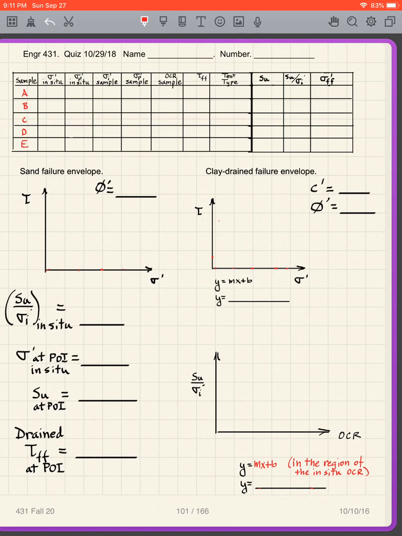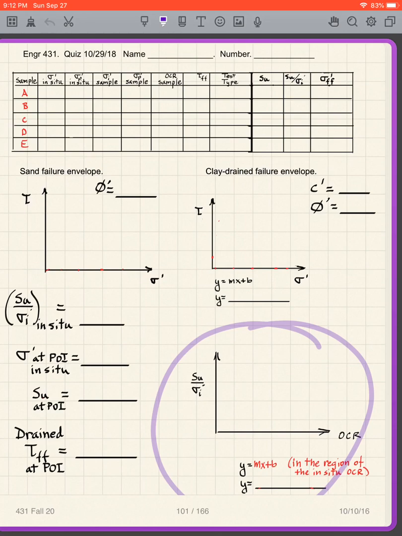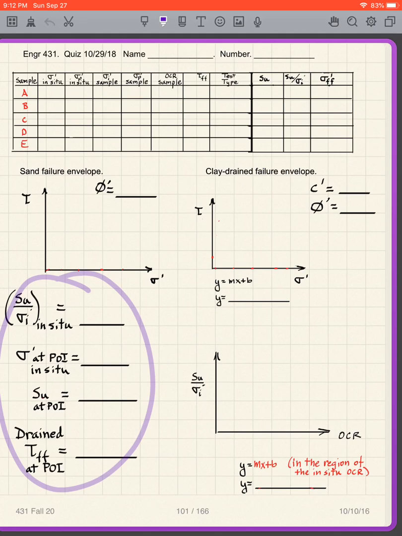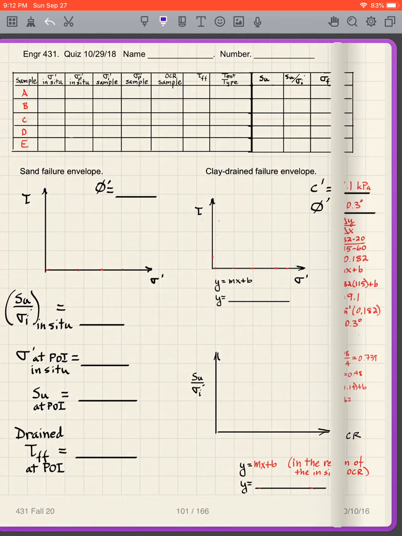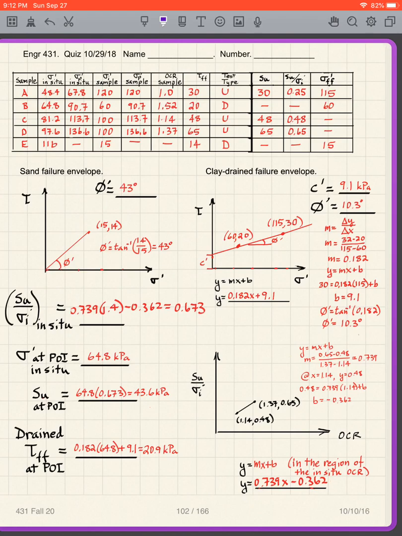So what you should do is make these table headings. So create this table, fill it out, and then compute your phi prime in the sand, your C prime and phi prime in the clay, and then plot up your SU over sigma prime I versus OCR there, and then the in situ values there. So pause the video and do this calculation. Fill in this table. Okay, I'm assuming you have done this.